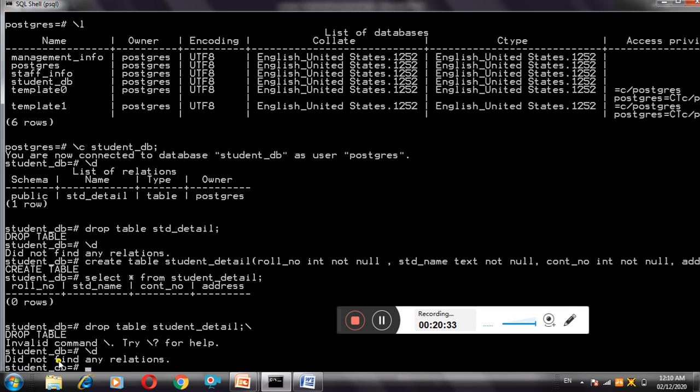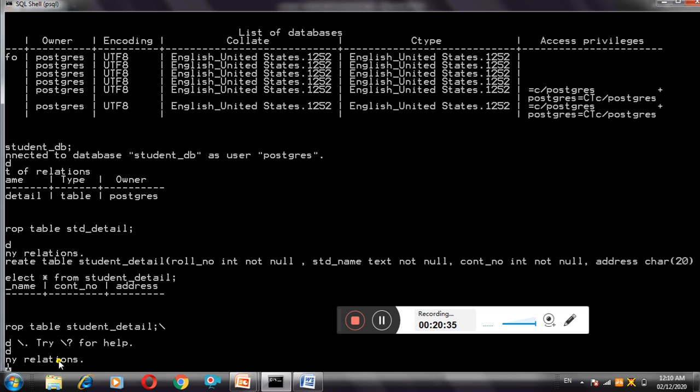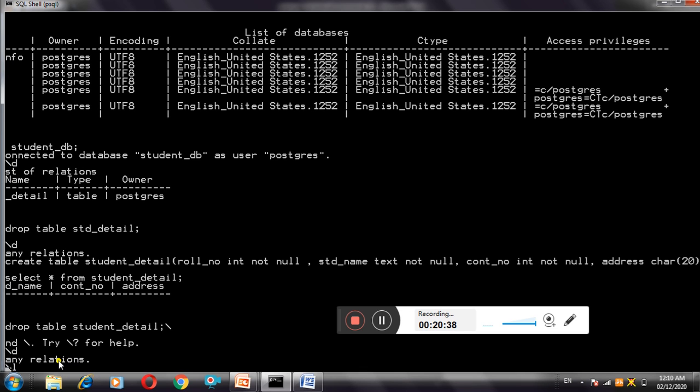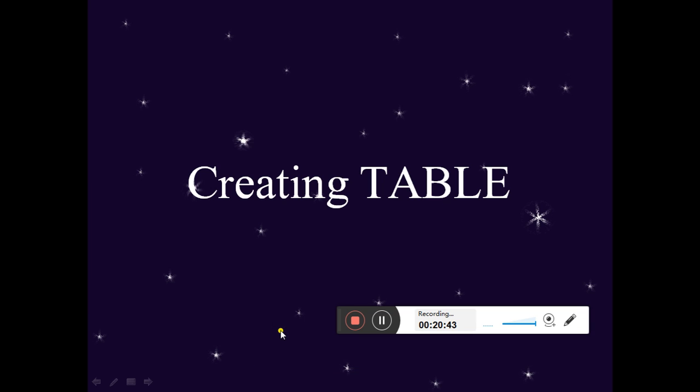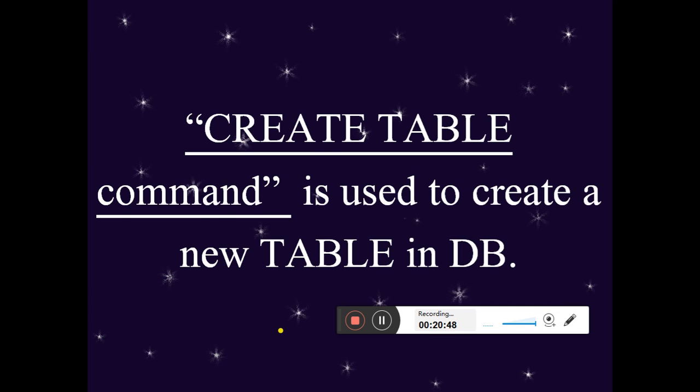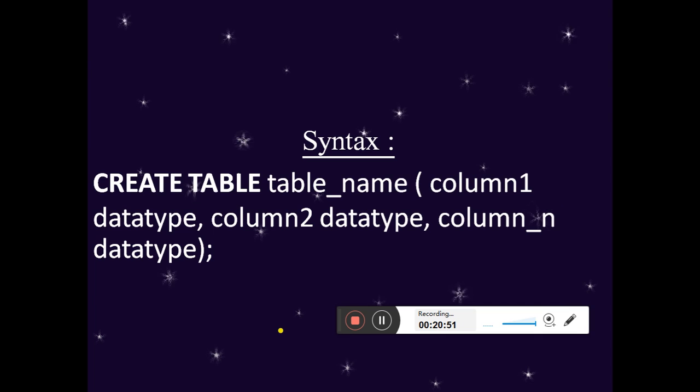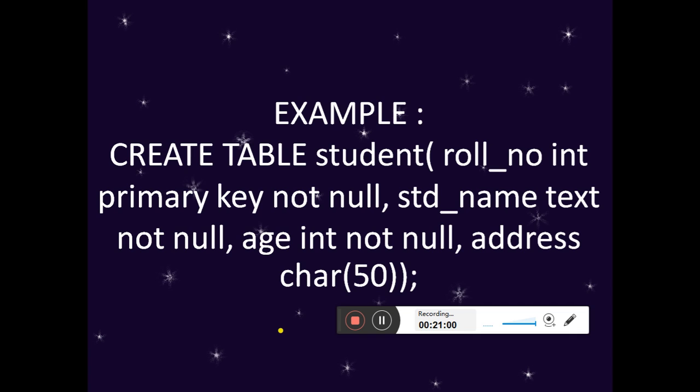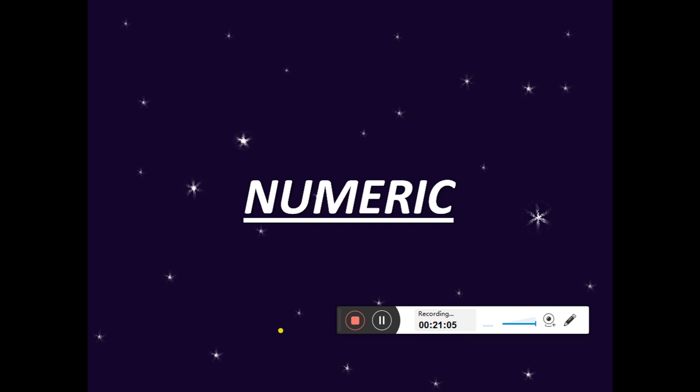Got it? So what have we seen today? We have seen how to create a table, and practically also we have seen how to create a table. After that we have seen the syntax of the create table command. This is the syntax: create table, table name, then the column names which you want to create, and then the data type. After this I explained the data type, meaning what type of data you are going to store in this table.